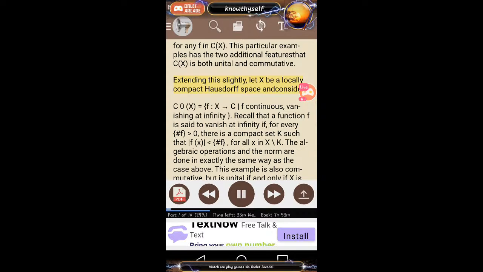Extending this slightly, let X be a locally compact Hausdorff space and consider C₀(X) equals the set of f, X to C, f continuous, vanishing at infinity.